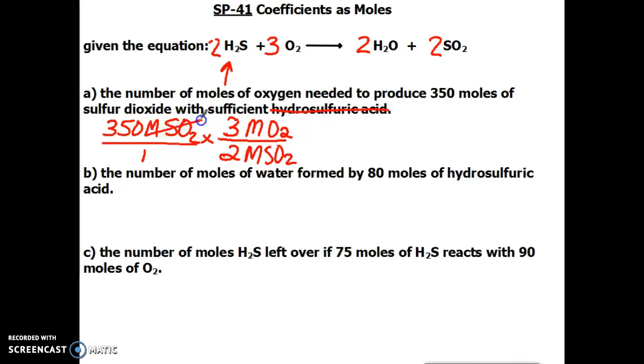The moles of sulfur dioxide cross off. That leaves me with moles of oxygen, which is what I'm looking for. So I have 3 times 350 divided by 2. Comes out to 525.